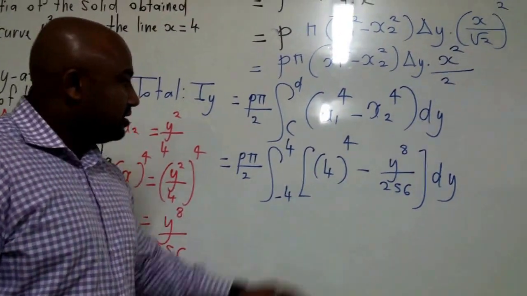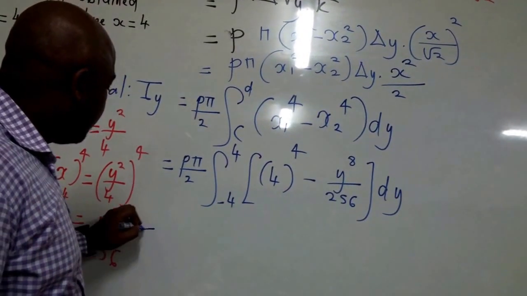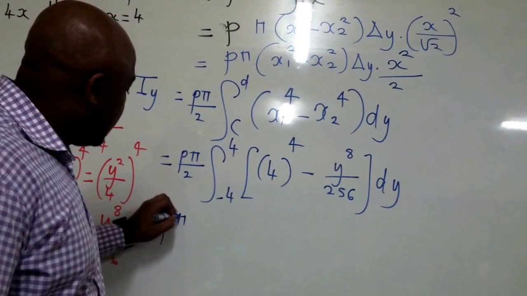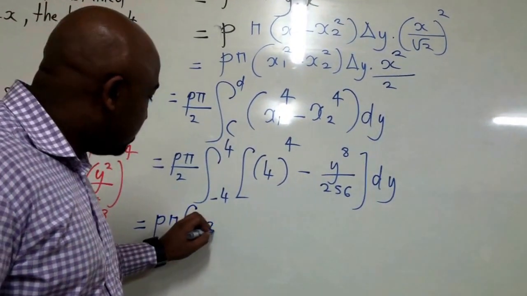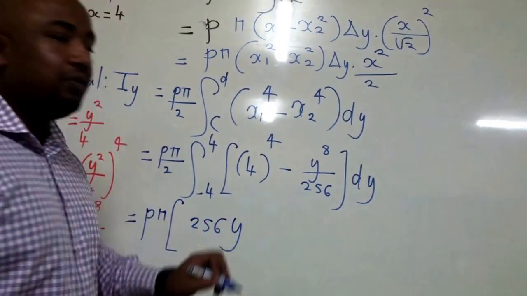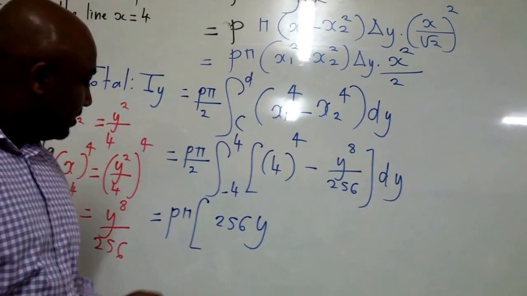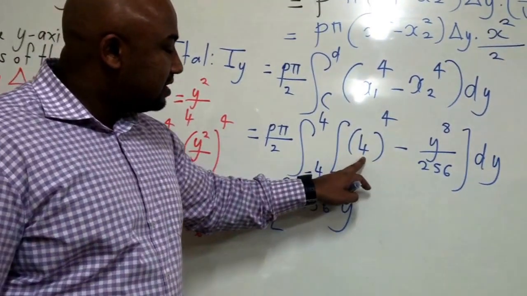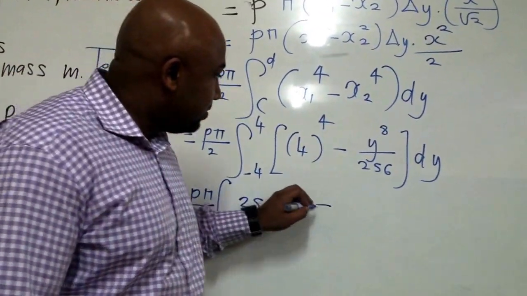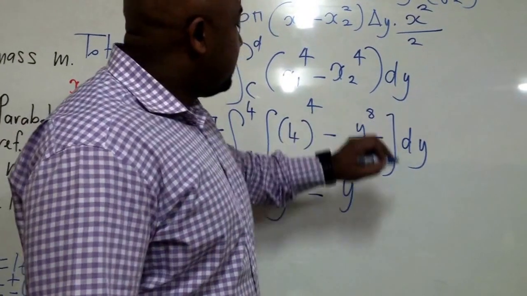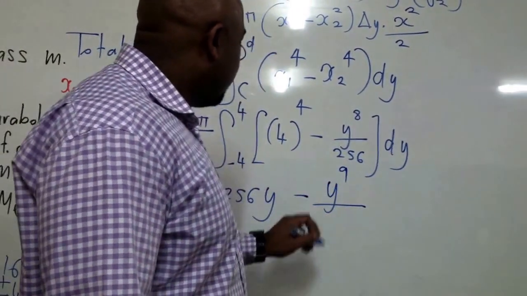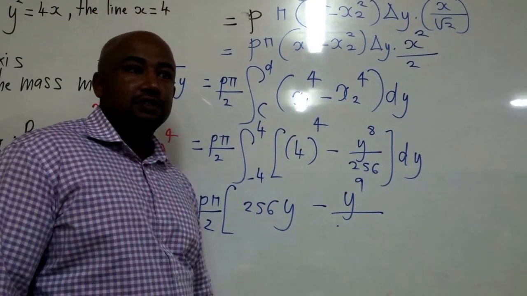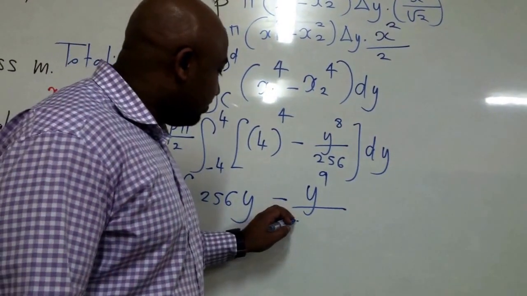Alright. So 4 to the power 4 there is 256. So when we integrate it, that is going to be 256y, all over 2 here. Sorry, I forgot about that. Now when we integrate this, 256y, and y to the power 8 plus 1 is 9, all over 9 times 256. What do we get there? 2304.